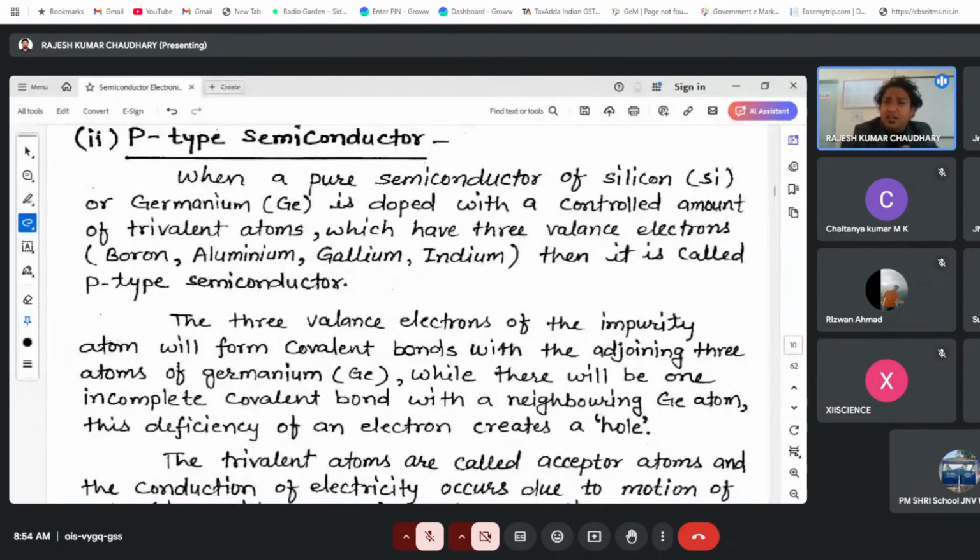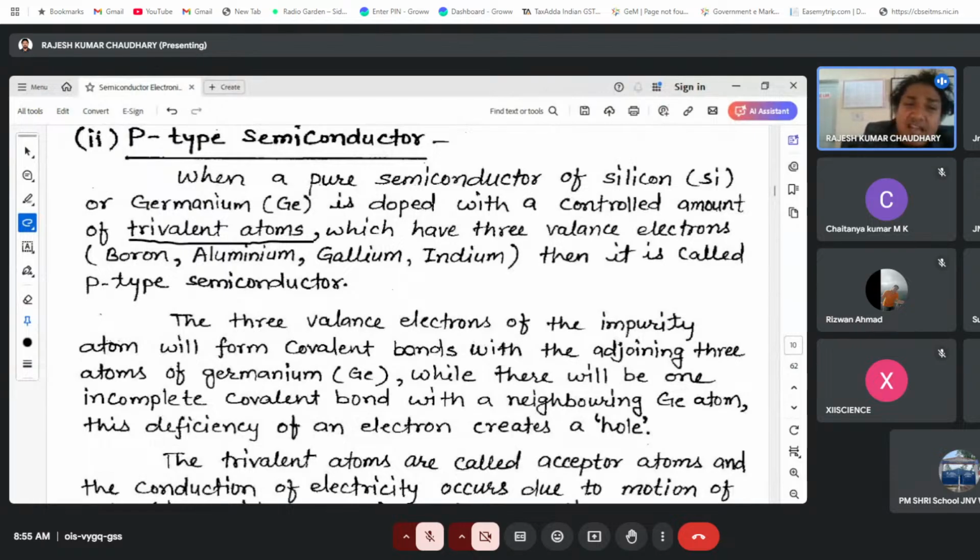Now we will discuss the p-type semiconductor. P-type semiconductors are those semiconductors which are doped not with pentavalent atoms. This time it is what? Trivalent atoms, which have 3 electrons in their outermost shell. How many electrons are there? 3 electrons. Got it?